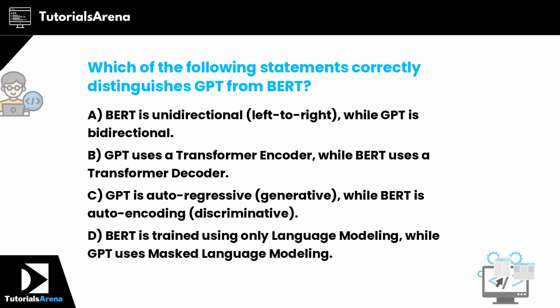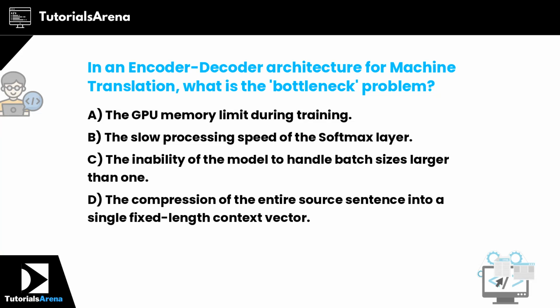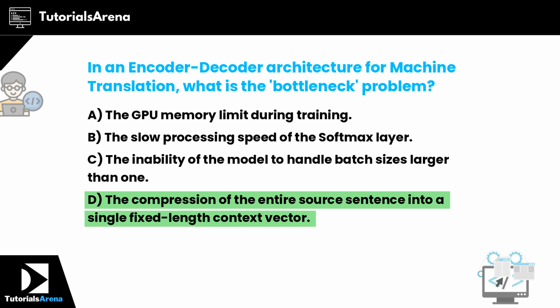Which of the following statements correctly distinguishes GPT from BERT? The correct answer is option C. GPT is autoregressive, generative, while BERT is autoencoding, discriminative. In an encoder-decoder architecture for machine translation, what is the bottleneck problem? The correct answer is option D. The compression of the entire source sentence into a single fixed-length context vector.